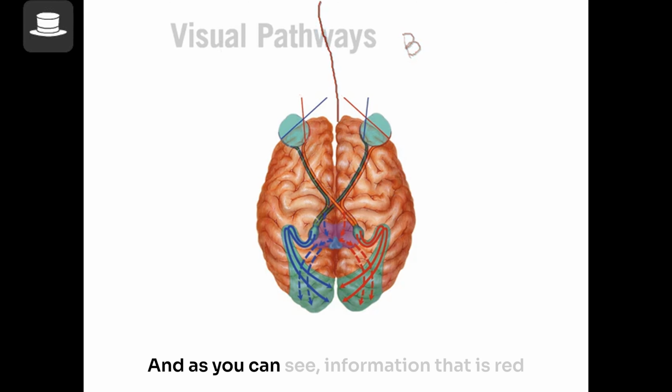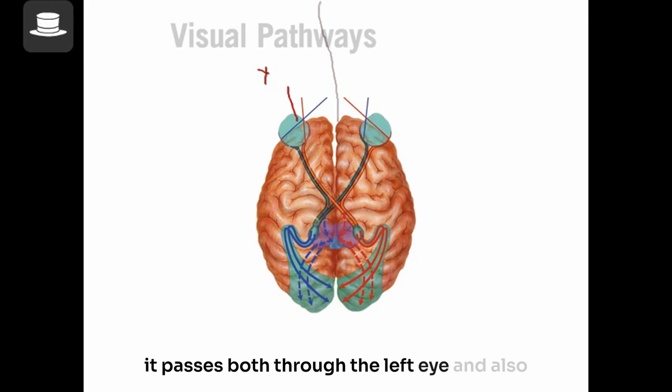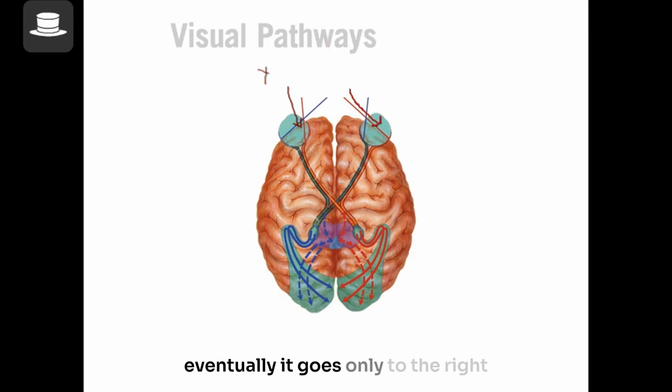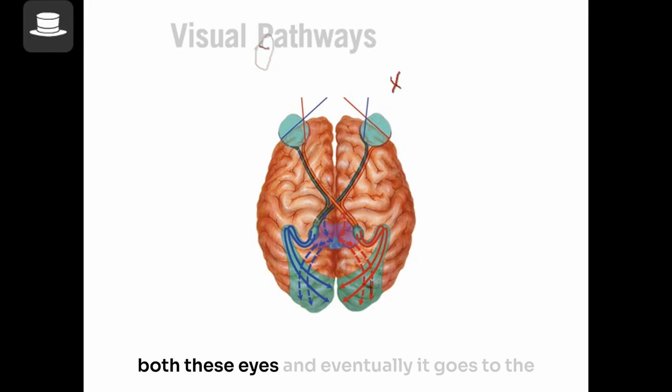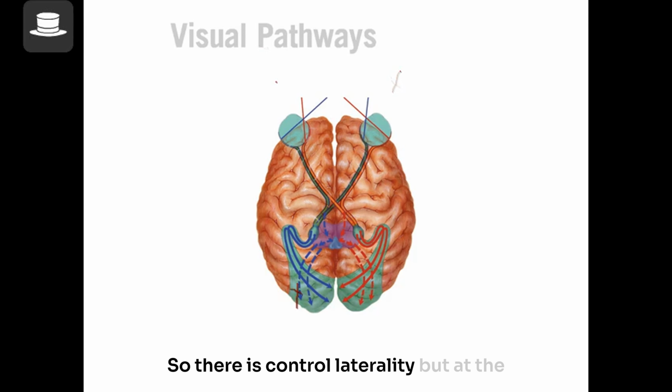As you can see, information that is red on the left side passes through both the left eye and the right eye, and because of this crisscross nature, eventually it goes only to the right hemisphere. Information in the left visual field goes to the right hemisphere. Similarly, the information that is blue on your right visual field passes through both eyes and eventually goes to the left hemisphere. So there is contralaterality, but at the level of the visual field, not at the level of the eye.